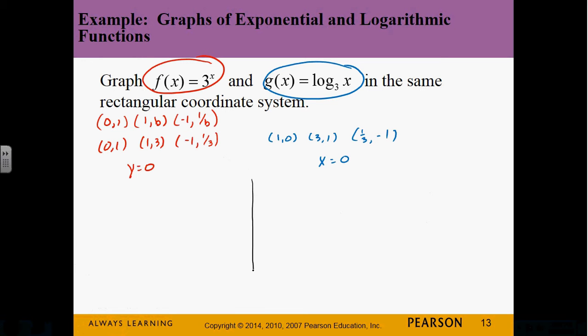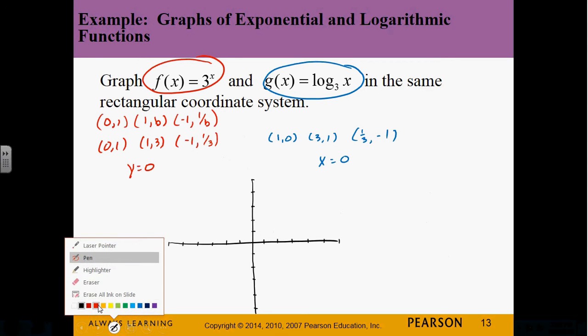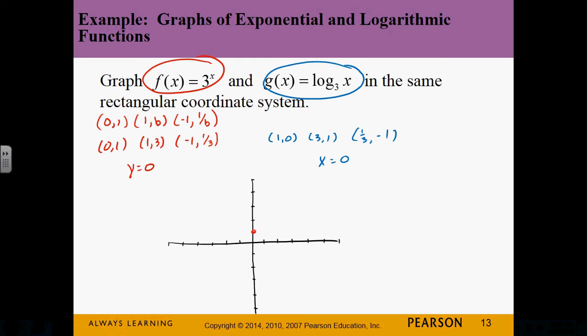So if we look at the same set of axes, if we graph these now, we're going to have the exponential (0, 1), (1, 3), and (negative 1, 1 third). So something like this with an asymptote at y equals 0. So it's going to hug the line and then come up something like this.